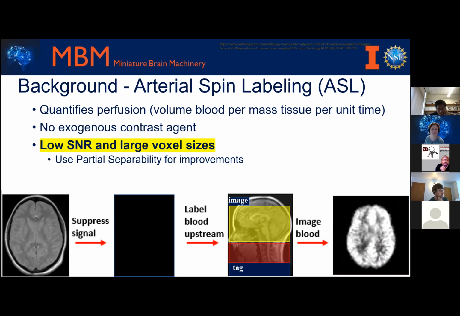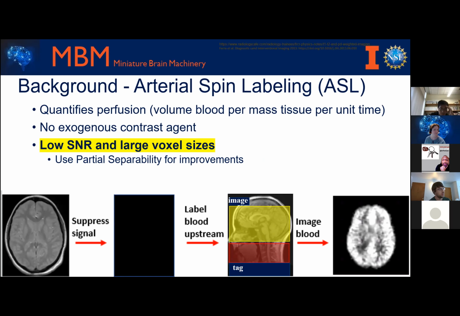In the figure at the bottom, on the left is a typical MRI water density weighted image. We first suppress that signal using radio frequency pulses. And then we label the blood upstream using more radio frequency pulses. So there's no exogenous contrast needed. You're labeling the spins in the arteries here, which is why it's called arterial spin labeling. And then that blood in the arteries flows up into the brain, and that's where we can get our contrast from.